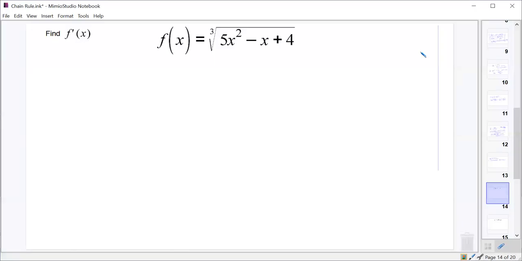So we're going to find the derivative of the cube root of 5x squared minus x plus 4. Cube root means a power of what? 1/3. So this is 5x squared minus x plus 4 to the 1/3 power. And we could write this as y equals what? With u equal to what?